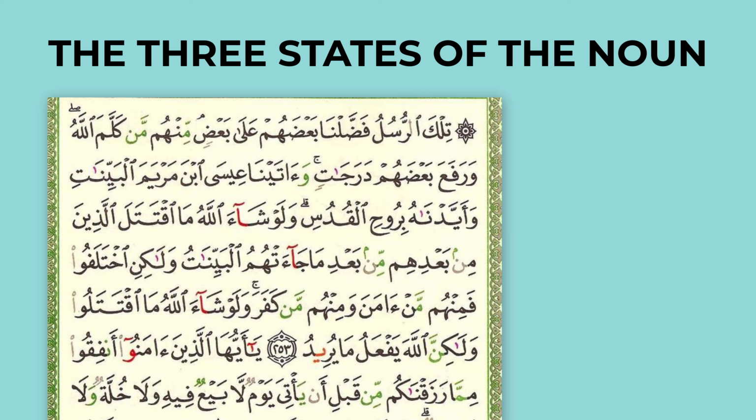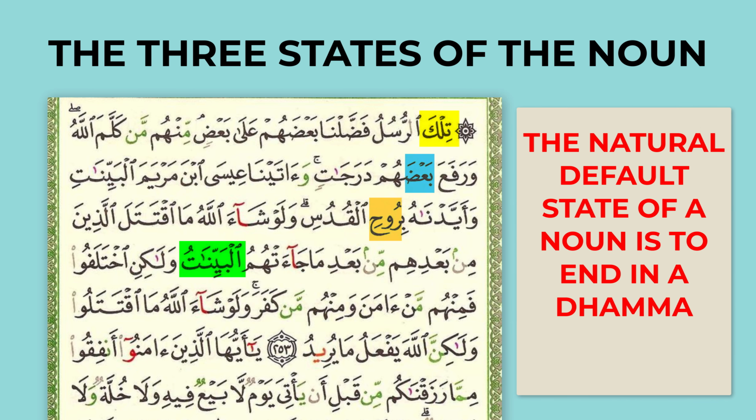Is it coming as a subject? Is it coming as a subject of a verb? Is it coming as an object? Is it coming after a preposition? It will tell you. In its natural form, all the nouns always end with a dhamma. All the time. They change when something happens in the sentence. When they perform a different function in the sentence, then they change, brother.